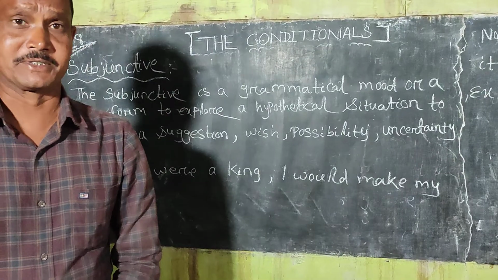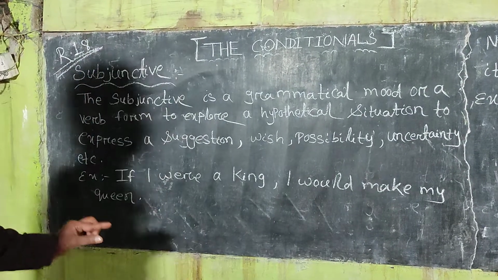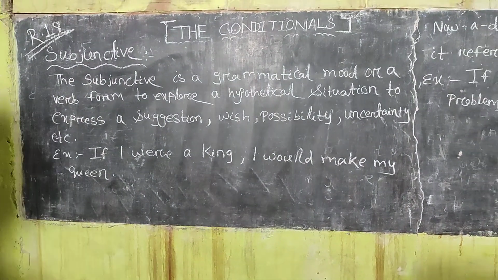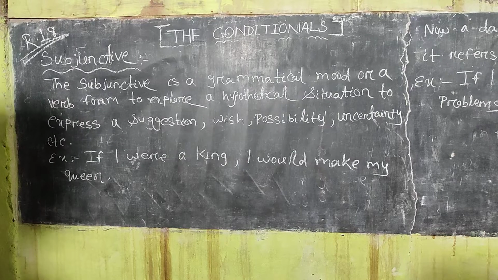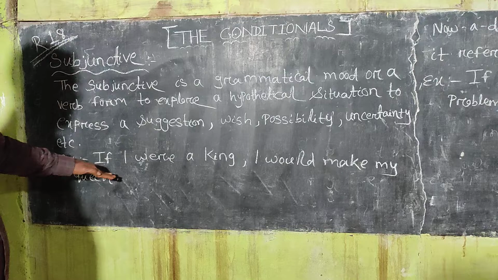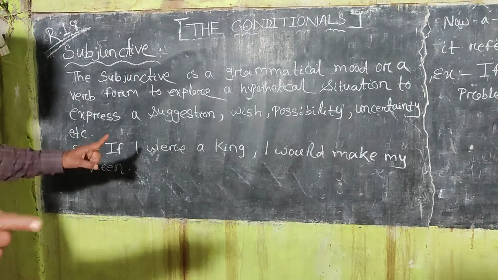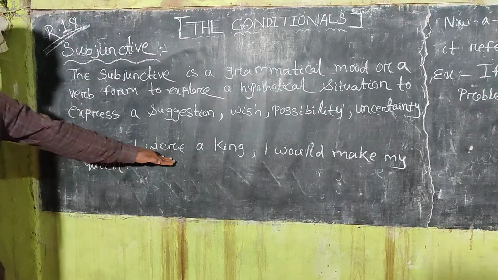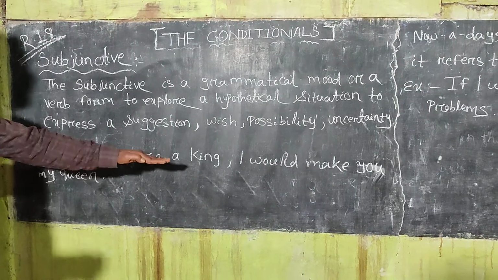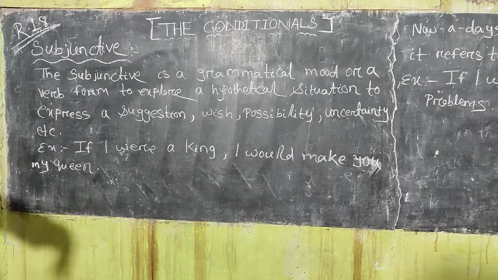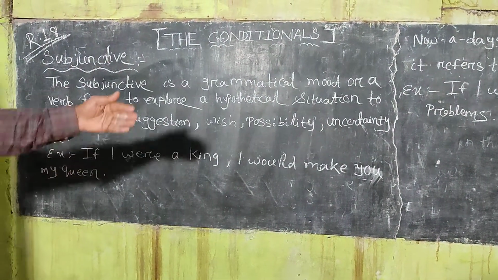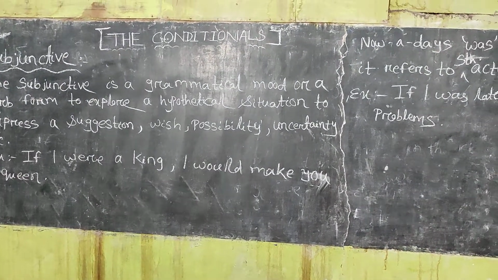We shall proceed towards subjunctive. Subjunctive means the verb form or the mood. Subjunctive is a grammatical mood or a verb form to explore a hypothetical situation or to express a suggestion, wish, possibility, uncertainty, etc. And for this reason, mostly in case of unreal, we have to use: if I were a king, I would make you my minister. This sentence expresses uncertainty, something unreal or imaginary.